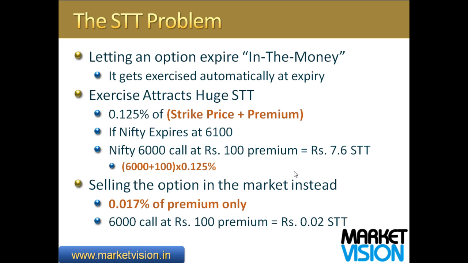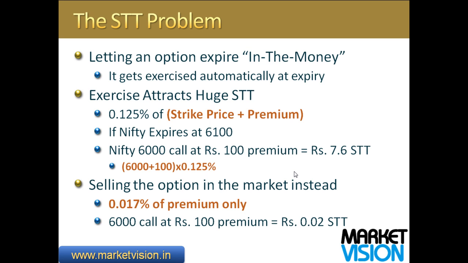Now let's look at what happens with Securities Transaction Tax. If you let an option expire in the money, it automatically gets exercised. The concept of an exercise is that if you hold an option, you receive the difference between the underlying price and the strike price. So if the Nifty closes at 6,050 on expiry day and you hold a 6,000 call option, you will receive 50 rupees. But this exercise attracts huge regulatory cost called Securities Transaction Tax.